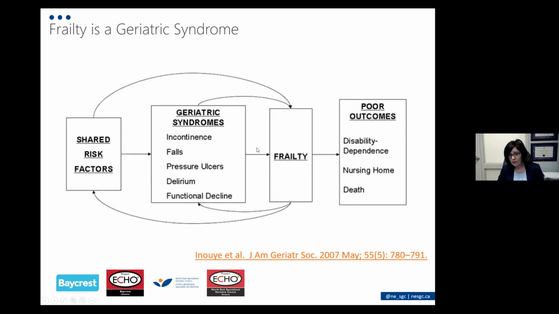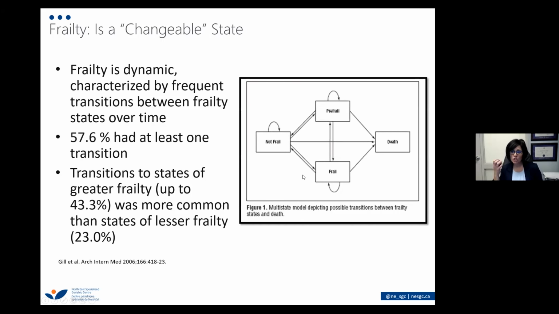And all of these geriatric syndromes and frailty itself are very significant predictors of disability, dependence, long-term care admission, and death, in fact, more so than age. We do know it's changeable, so it's not necessarily a dismal and predictable state. We have had studies that have shown us that frailty can be dynamic to a certain extent. Although if we measure everyone at point A and then measure them 10 years down the road, you'll likely see a progression of frailty, an increase in frailty.